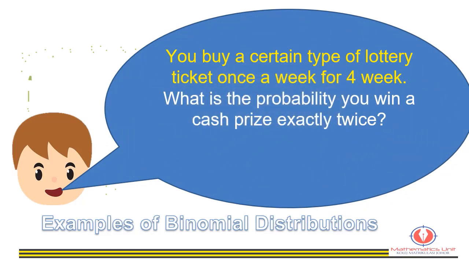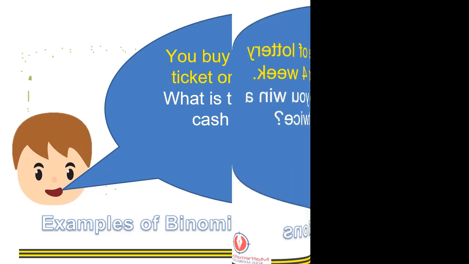Here is another example. You buy a certain type of lottery ticket once a week for 4 weeks. So, what is the probability you win a cash prize exactly twice? Well, this might sound a little bit different from the coin tossing example, but from the perspective of probability, it is really the same type of scenario of binomial distributions.